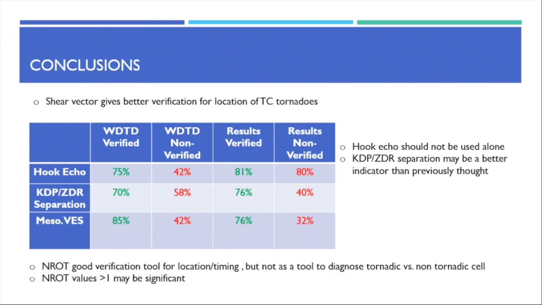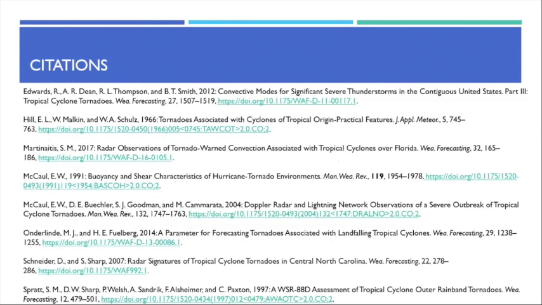And I also found that NROT values may be a good verification tool for the timing and the location of a tornado, but not good to diagnose whether a cell is tornadic or non-tornadic. And a final conclusion that I came to was NROT values greater than 1 are more likely significant than lower values like 0.8. So that is the end.